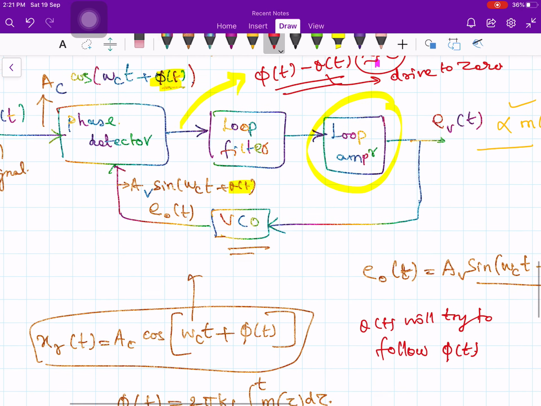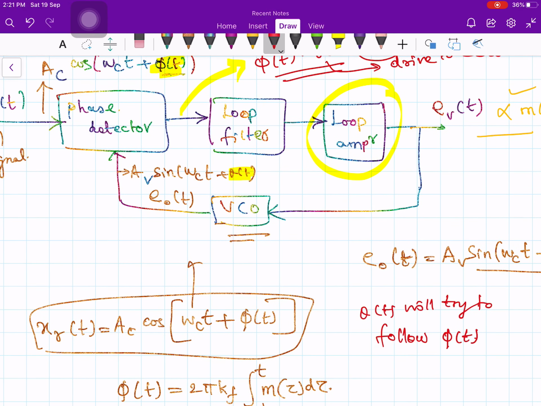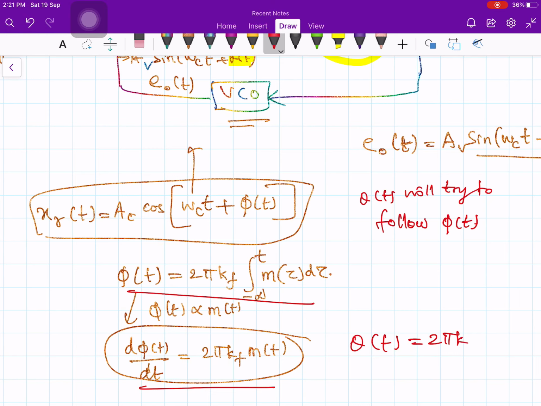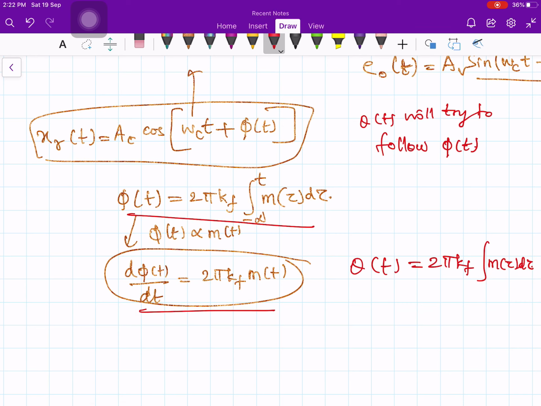And if theta of t follows phi of t, what is the relationship between the message and the phase? Just now we derived. Your phi of t is this one, and d phi of t by dt is 2 pi k f m of t. Therefore, your theta of t is also 2 pi k f times integral of m of tau d tau. Messages are the derivative of the phase. What is the message? D phi by dt. This d phi by dt is the same as d theta of t by dt, which is equal to 2 pi times kf times m of t.